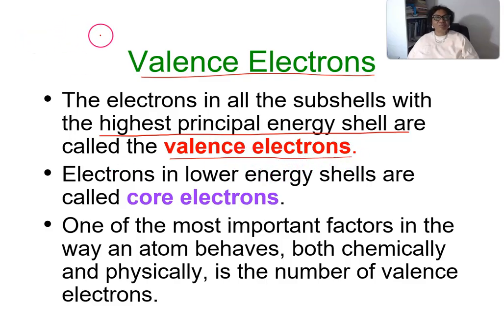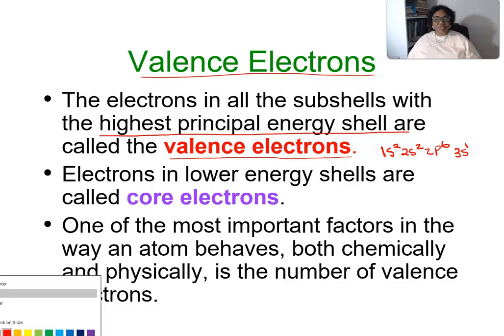So for example, let's look at the electronic configuration for sodium. It's 1s2, 2s2, 2p6, and 3s1. So you see, the highest principal energy level for sodium is 3s in this electronic configuration. So this electron is sodium's valence electron. That's what we mean.